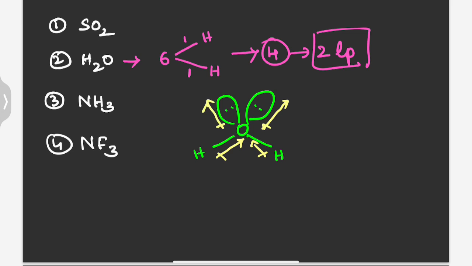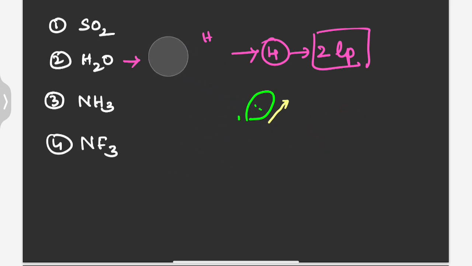In this direction. Since you can see that all are in the same direction, they will not cancel each other. So the dipole moment is not cancelling each other. Therefore, the dipole moment will not be equal to 0 in the water molecule.